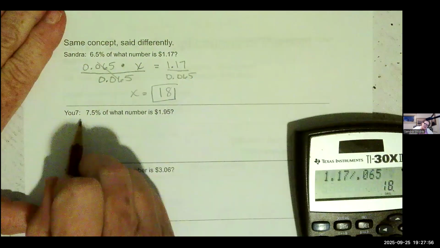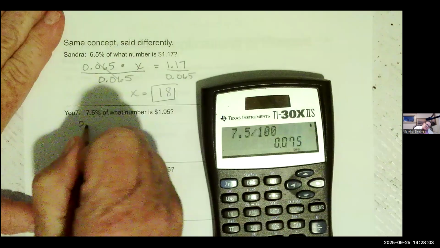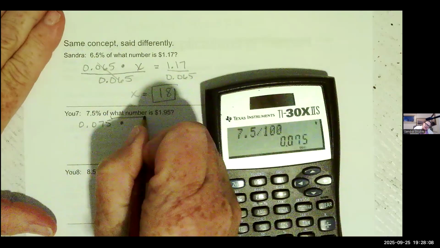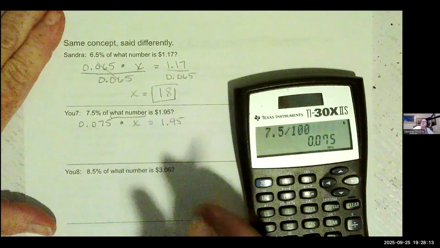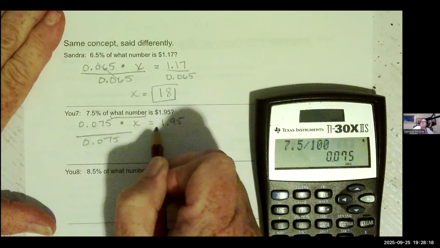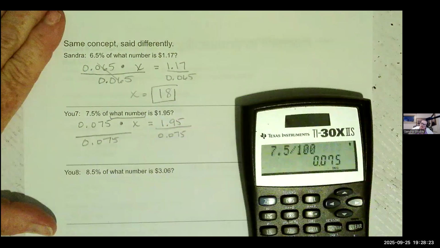Okay, 7.5%. 7.5 divided by 100 is 0.075. Of means multiply. We decided what number is X. Is equal and 1.95. Solving for X, I have to divide both sides by 0.075. And I get 1.95 divided by 0.075, and I got 26.